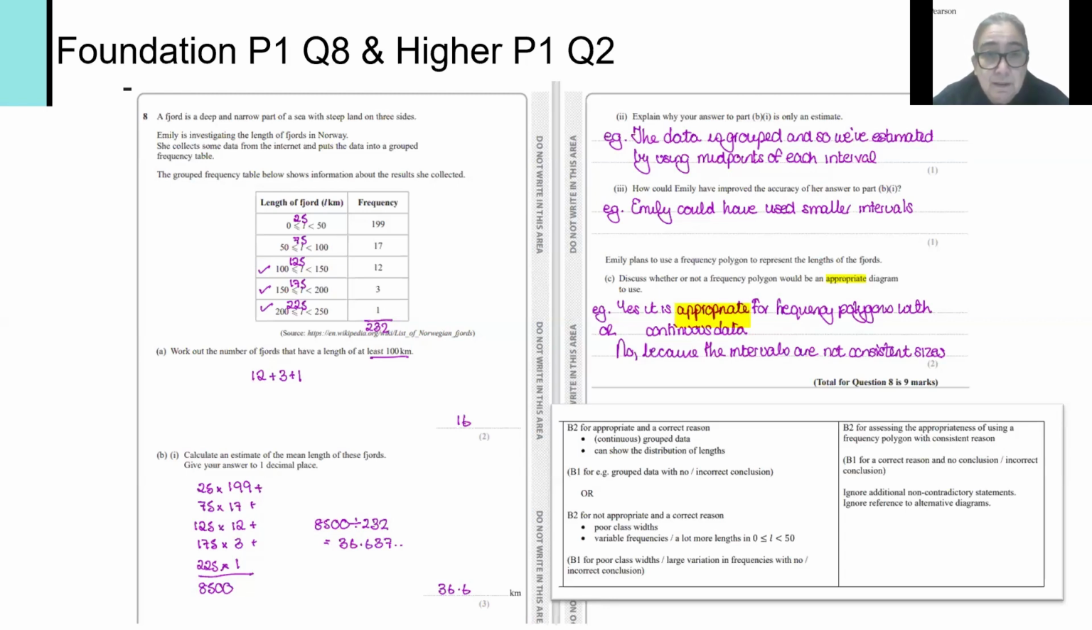And I think that's quite a difficult one when it comes to something like a frequency polygon, as to looking at the examples and what I call non-examples, and I don't know if that's a phrase that you use within your teaching.